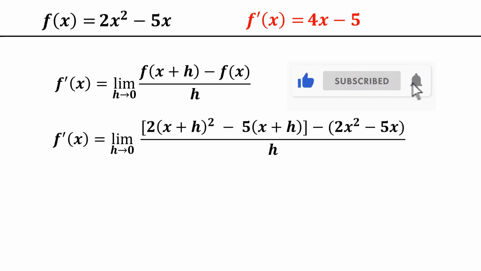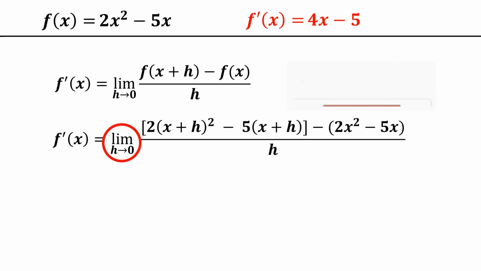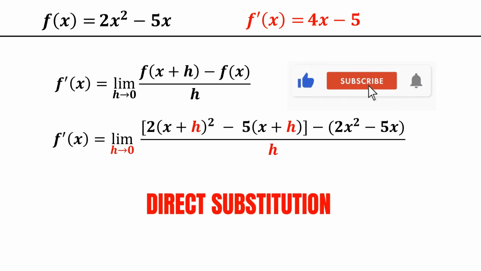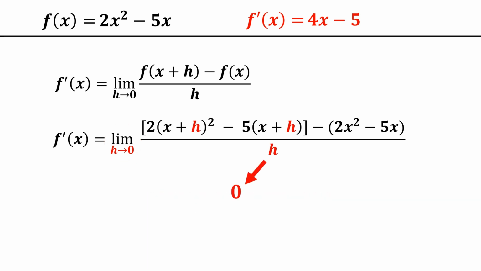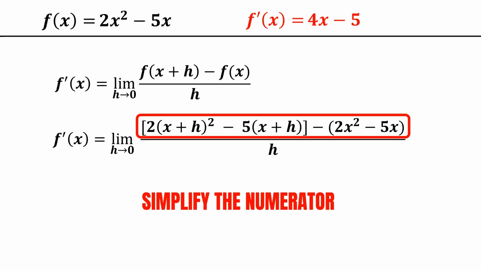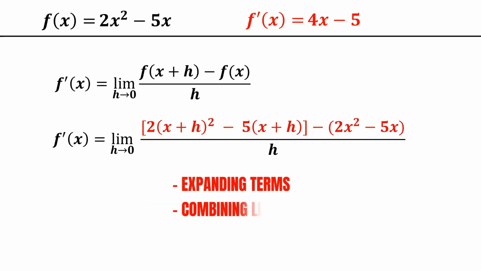Now, the main thing we want to do here is to get rid of the h in the denominator, because if we try to solve this limit using direct substitution, we will get 0 in the denominator, which is what we want to avoid. In order to get rid of the h in the denominator, we want to simplify the numerator, which involves expanding terms, combining like terms, and factorization.